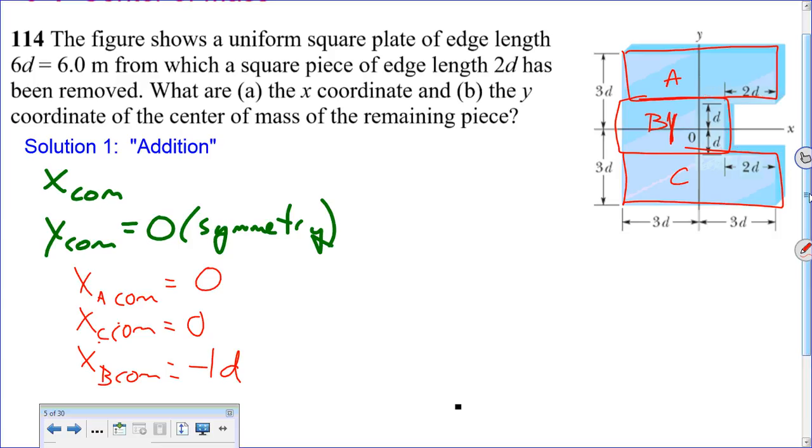Does that make sense? All right, so now I know where the center of mass of each of them is, so I can treat each of those chunks as a particle. I'm going to just treat them as particles, located at their center of mass. Follow? But in order to do that, we need to know their mass.